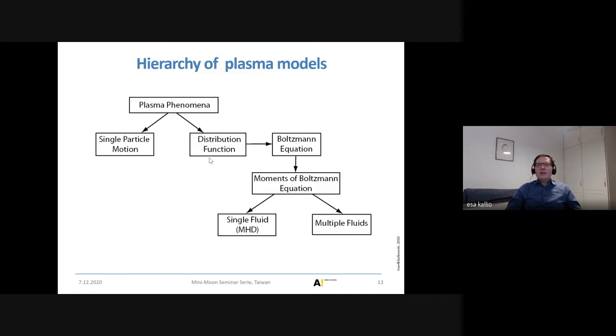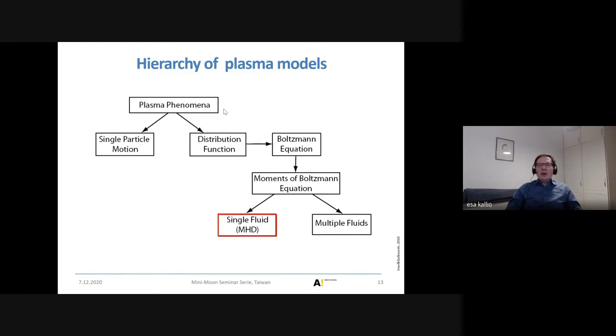We make a velocity distribution function, the probability of how many particles we have in a certain velocity range. And if we make this kind of function, we have to have rules for how to develop those in time and space. The Boltzmann equation is one equation. And then we can also have the moment equations. And when we use those equations, we can integrate over velocity space, and then we get this kind of fluid equation, maybe single fluid, magnetohydrodynamic, or multiple fluid.